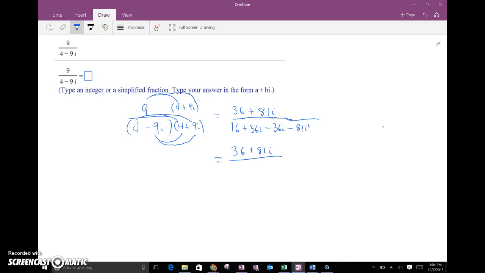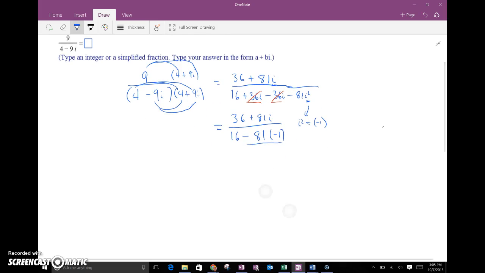And then on the bottom, let's see, we can cancel some stuff out, right? So you see we have this positive 36i, negative 36i. Those are going to cross out, and we're going to end up with 16 minus 81, and then remember what i squared is. Remember from the notes, i squared is equal to negative 1. So where I see that i squared, I can replace that with negative 1. And then what is negative 81 times negative 1? On the bottom, we're going to have 36 plus 81i over 16, and then negative 81 times negative 1 is going to be a plus 81.